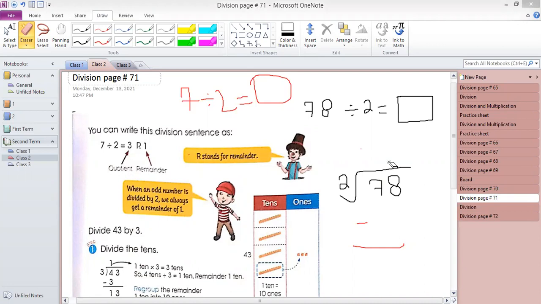Sami Al-Hiji, no. I need a complete answer. 78 divided by 2. Amir, very good. Amar Yasir, no. Azam Saleh, no. Abdullah Hisham, very good.